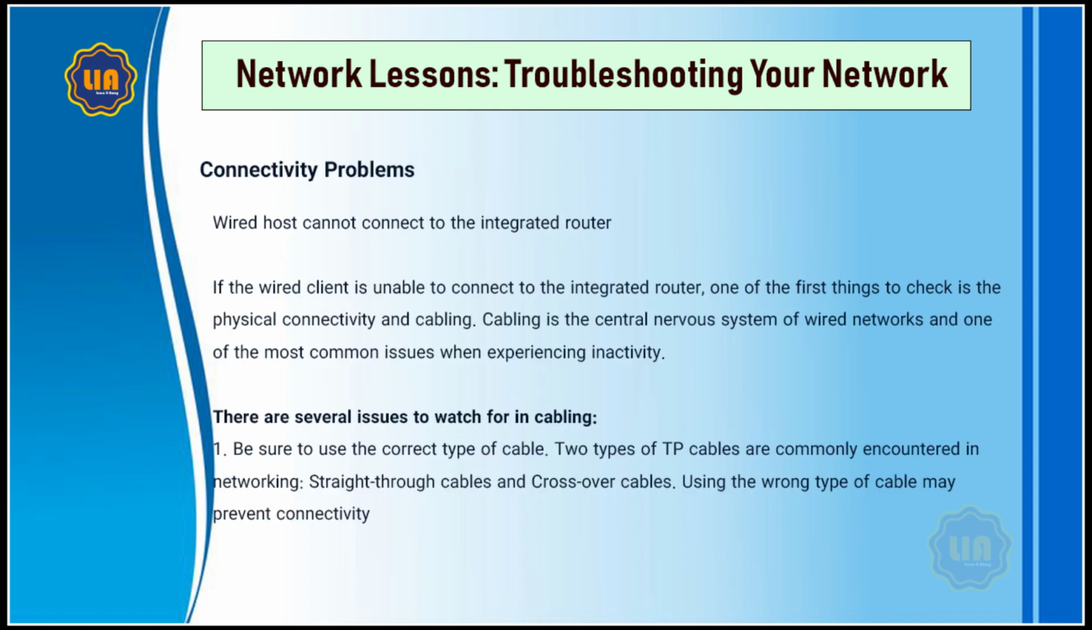Connectivity problems. Wired host cannot connect to the integrated router. If the wired client is unable to connect to the integrated router, one of the first things to check is the physical connectivity and cabling. Cabling is the central nervous system of wired networks and one of the most common issues when experiencing inactivity. There are several issues to watch for in cabling.